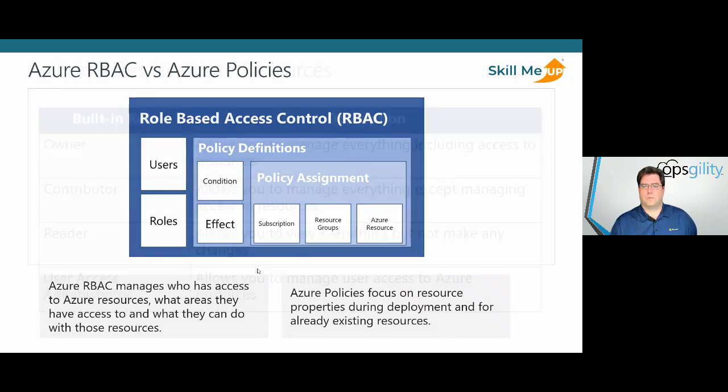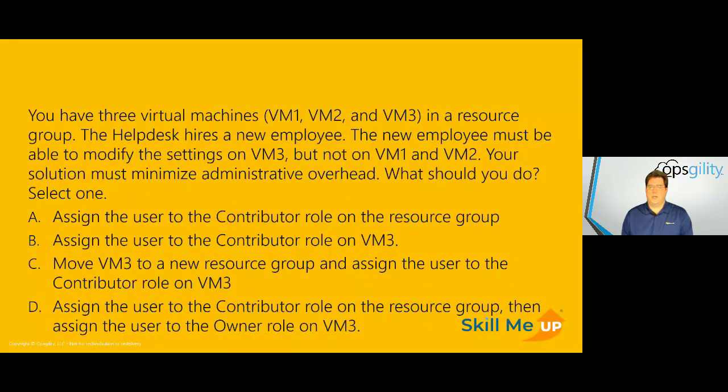So let's jump into some more questions here. So you have 3 virtual machines. It's VM1, VM2, and VM3, and they're all in a resource group. Help desk hires a new employee, and that employee must be able to modify VM3, but not VM1 and 2. Your solution must minimize your administrative overhead. So what should you do? And I'll give you a moment here on that one. And I'll read the answers here for everybody.